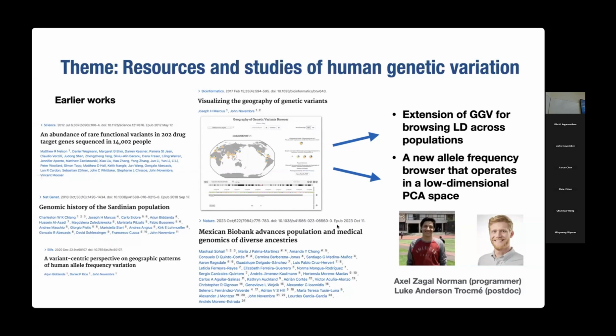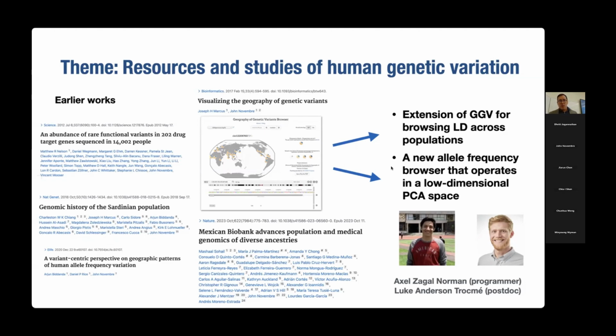Developing a browser that allows you to look up variants and see the allele frequencies across the globe. Kind of a very straightforward, but it turns out useful reference for many people. And we've been extending this browser to try to show LD levels of variation in LD across populations. And then another version of the browser that operates in a low dimensional PCA space that allows you to do matching, learn what allele frequencies are at particular locations in a PCA space versus geography, or versus using a broad population label like European or African, given some of the challenges with those types of labels, given they're not very specific.